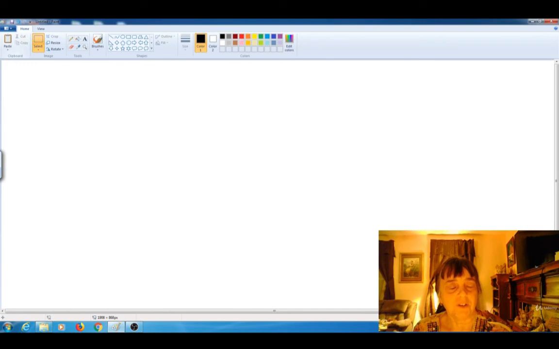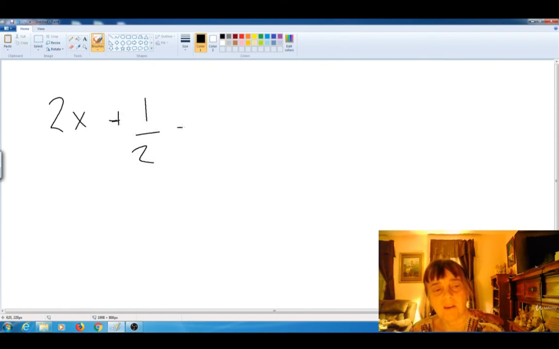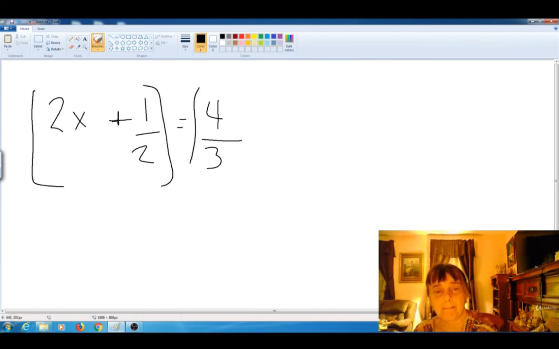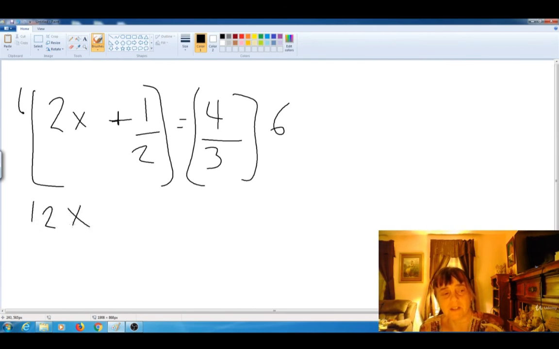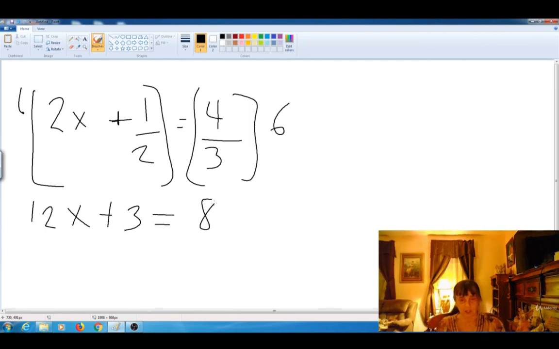Okay, now let's say you want to solve 2x plus 1/2 equals 4/3. Okay, our common denominator is 6. Multiply everything by 6. 6 times 2x is 12x. 6 times 1/2 is 3. 6 into 3 is 2. 2 times 4 is 8. So now that equation becomes 12x plus 3 equals 8.